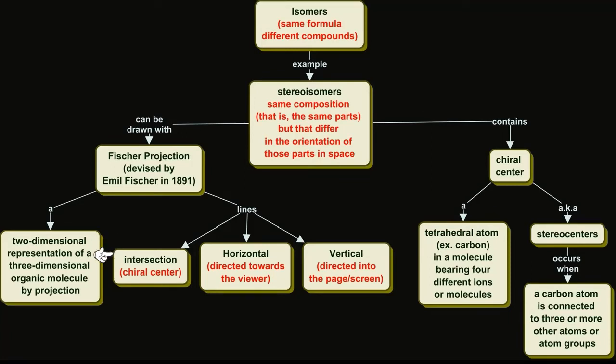The components of a Fischer's projection are the following. We have the intersection, which represents the chiral center. It also has a horizontal line, which represents the molecules that are directed towards the viewer. And finally, the vertical line. The vertical line represents those molecules that are moving away from the viewer, directed towards the screen or towards the page. In order to understand all these components of a Fischer's projection, the next page will illustrate how this is done.